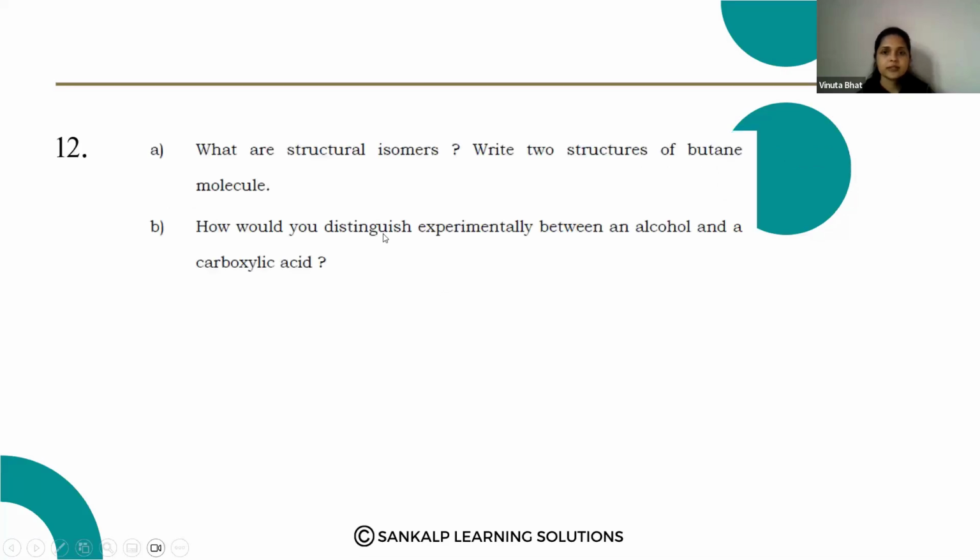Next question. This is the same question. What are structural isomers? Very important questions. And the two structures of the butane molecule, two types of isomers of the butane molecule. How would you distinguish experimentally between an alcohol and a carboxylic acid? So this is the new question. Please note down this question.